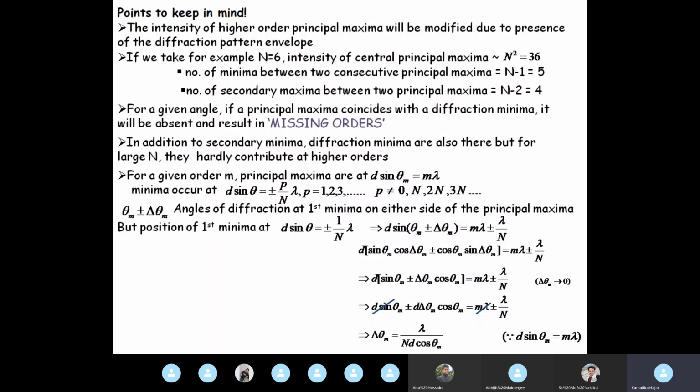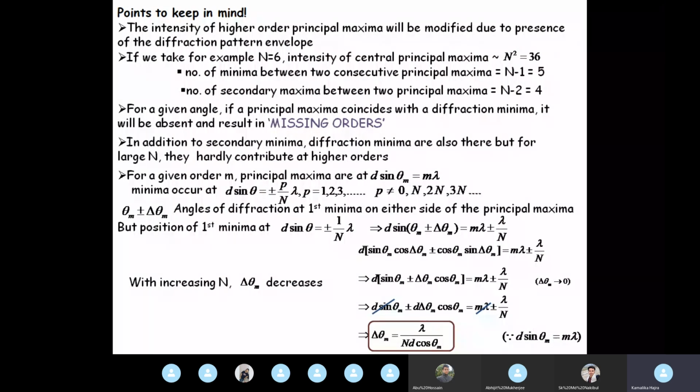Now very carefully look at this term. With increasing n, if you increase the number of slits, the denominator increases on the right hand side. So what will happen? The angular width will decrease. So higher the number of slits, smaller will be the angular width of the peaks of the intensity pattern.